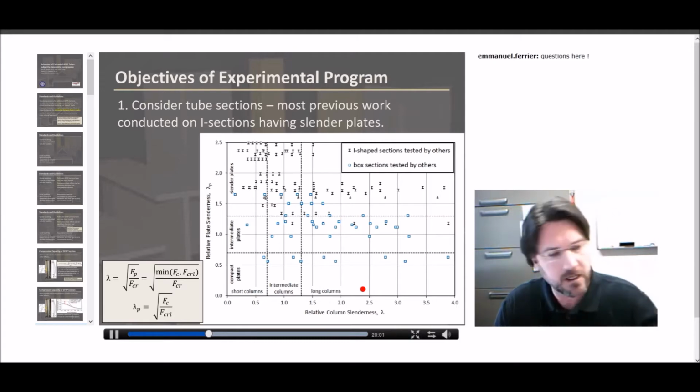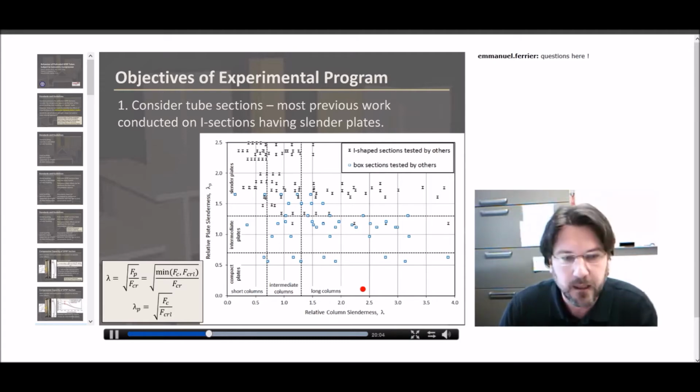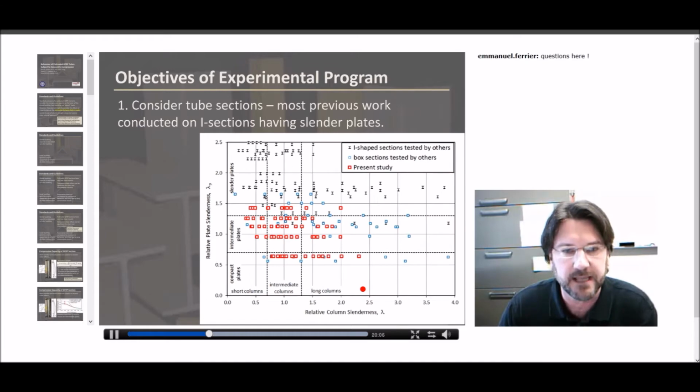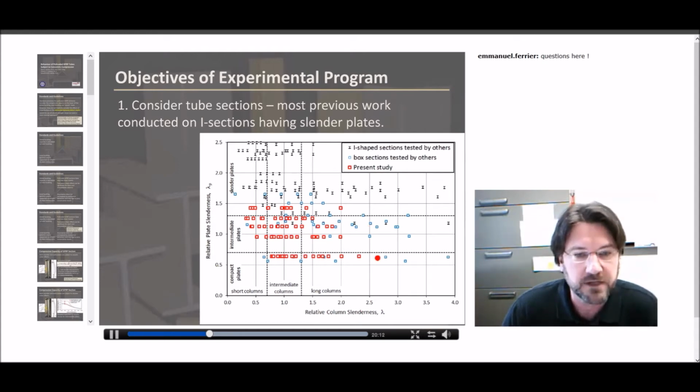And so I'm going to talk about a study today that hopefully helps to fill in these gaps. These red data points correspond to the study I'm going to be talking about, where we really tried to fill in these intermediate ranges and even get down into some compact wall sections.